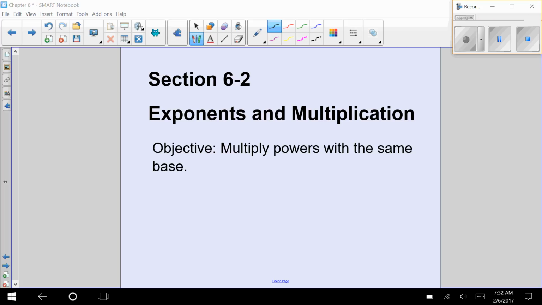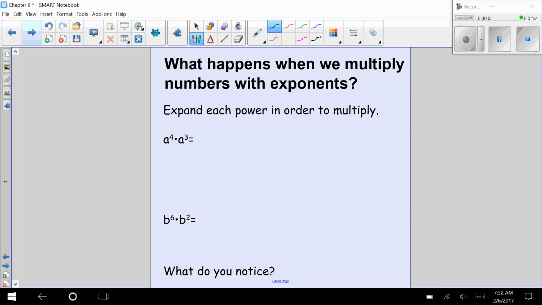This is section 6.2, exponents and multiplication. Our objective today is to multiply powers with the same base. So let's look at what happens when we multiply numbers with exponents. We're going to expand each of these in order to multiply.